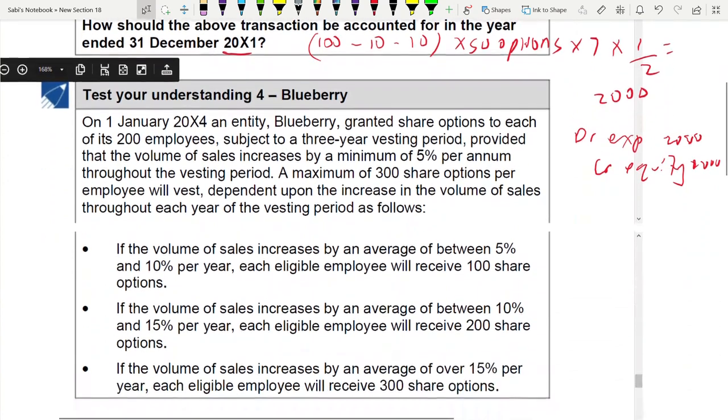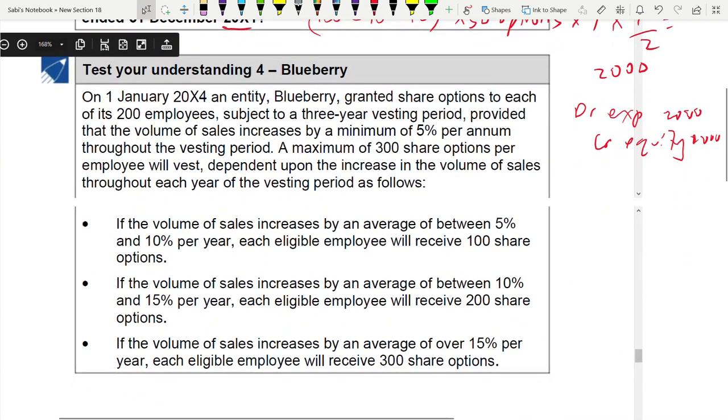Now, this is a big question. You have to read a little slowly to understand it for the first time. Once you understood the nature of this question, the next time you get a question like this, you can do it fast. Here 200 employees are there, 3 years is the vesting period, and the option is that volume of sales needs to increase a minimum of 5%. There are a maximum of 300 share options.